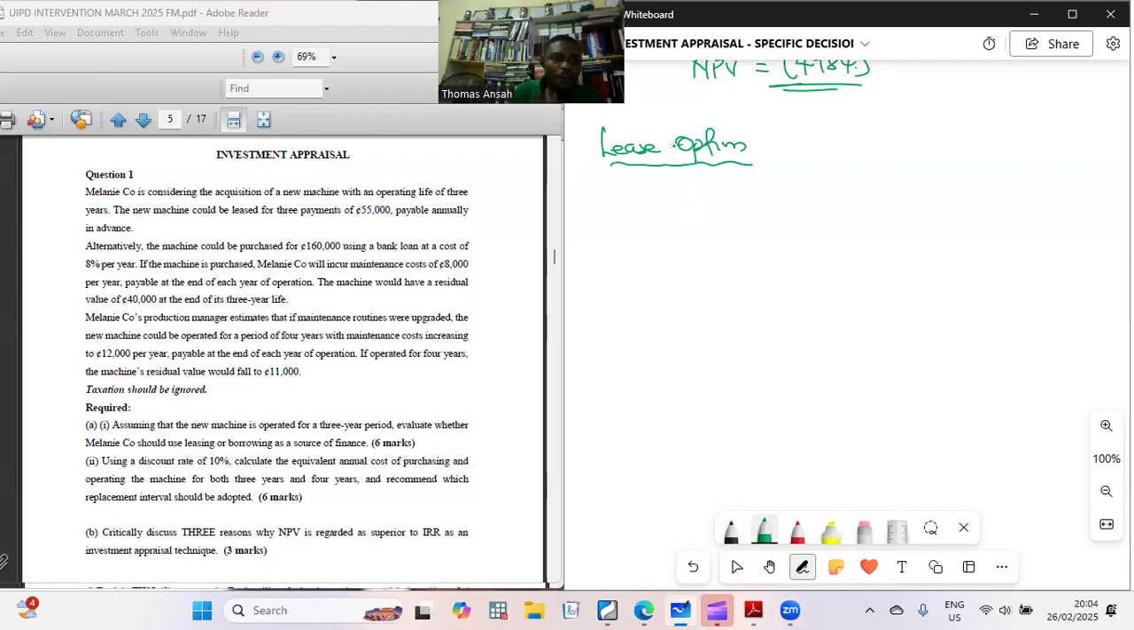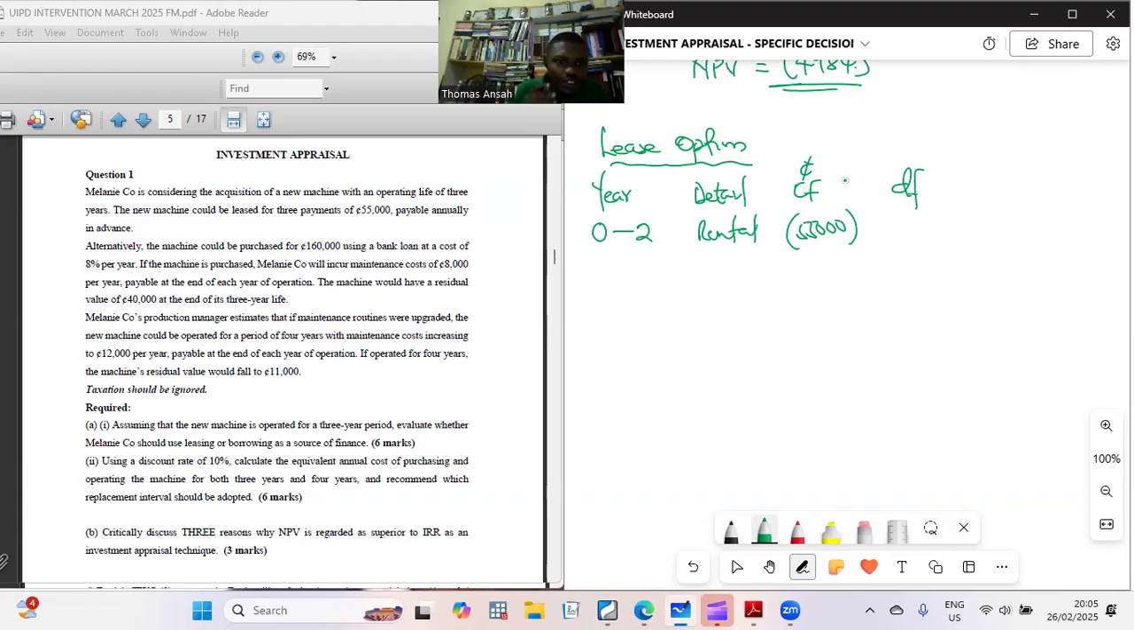What is the lease option? So we have our year. How many years is this? We are going to pay it over 3 years, starting in advance, which means immediately, today, now. All those things mean that we are doing it like this. Here is our rental. How much are we paying? We are paying 55,000 cedis.